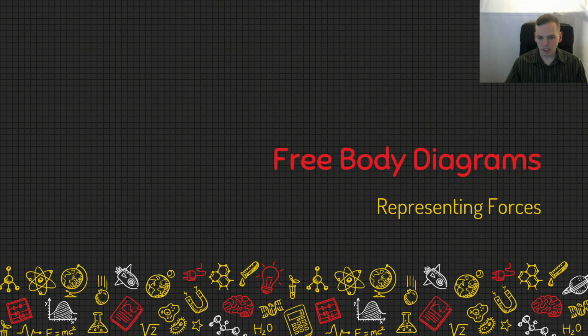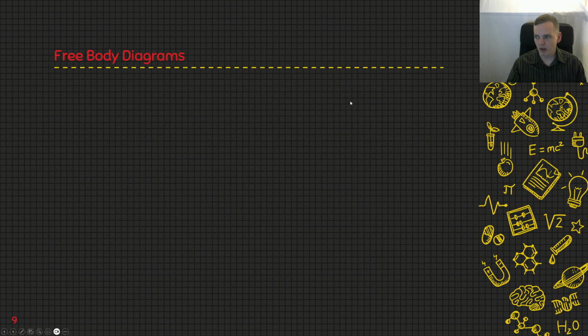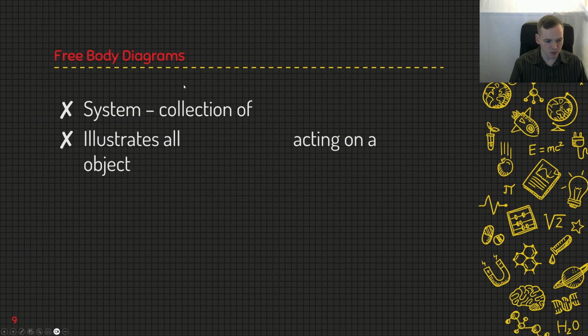In this video, we're going to look at systems and free body diagrams, and this is the main way that we'll represent forces in this unit. So free body diagrams, before we talk about them too much, we want to talk about systems. A system is a collection of objects or things, if you want to be a little more broad.